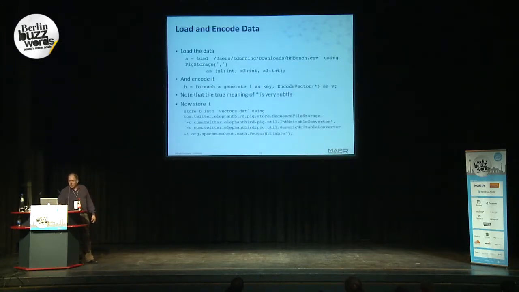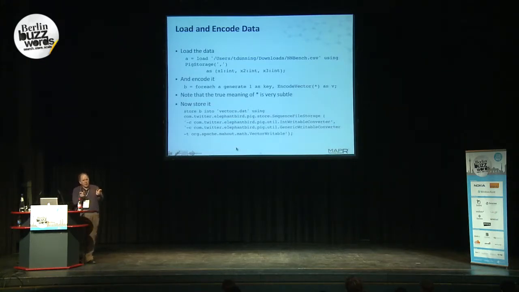So here's how you load and encode some data. Pig loads data like this. We're going to load comma-separated data, and we're going to load it as x1, x2, and x3. And then we're going to encode it using the encode vector function we defined before. And star, we give it all the fields. Now, there's some pretty odd subtleties there. And so far, what I recommend is just use star. In Pig, the passing of a single thing or multiple things is subtle. And then we can store it using some Elephant Bird massive incantation here.